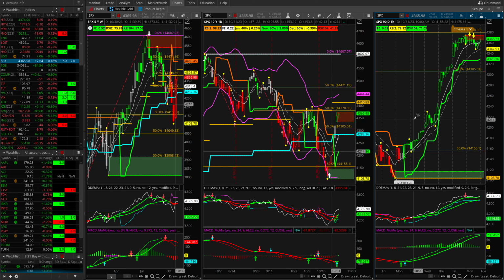So as of right now, I'm actually relatively bearish going into Tuesday and looking for a reason to get bullish into the rest of the week and next week and the following. So that's the S&P.